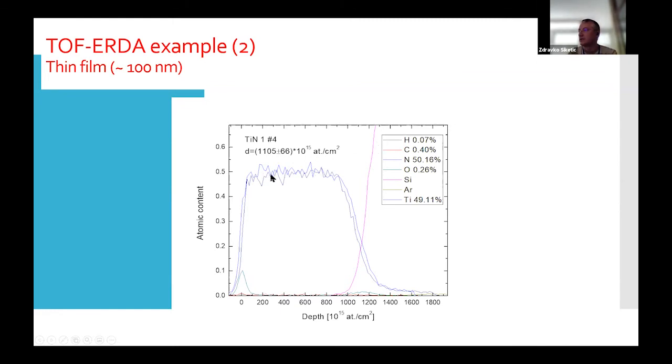From this plateau here, since we have atomic content, we can calculate the ratio of titanium and nitrogen. It's actually 1-to-1. And from the integral of the depth profile, we can calculate the total number of atoms per square centimeter. So we have stoichiometry, we have atoms per square centimeter. And if you know the density, you can calculate the thickness in nanometers, which is around 100 nanometers.